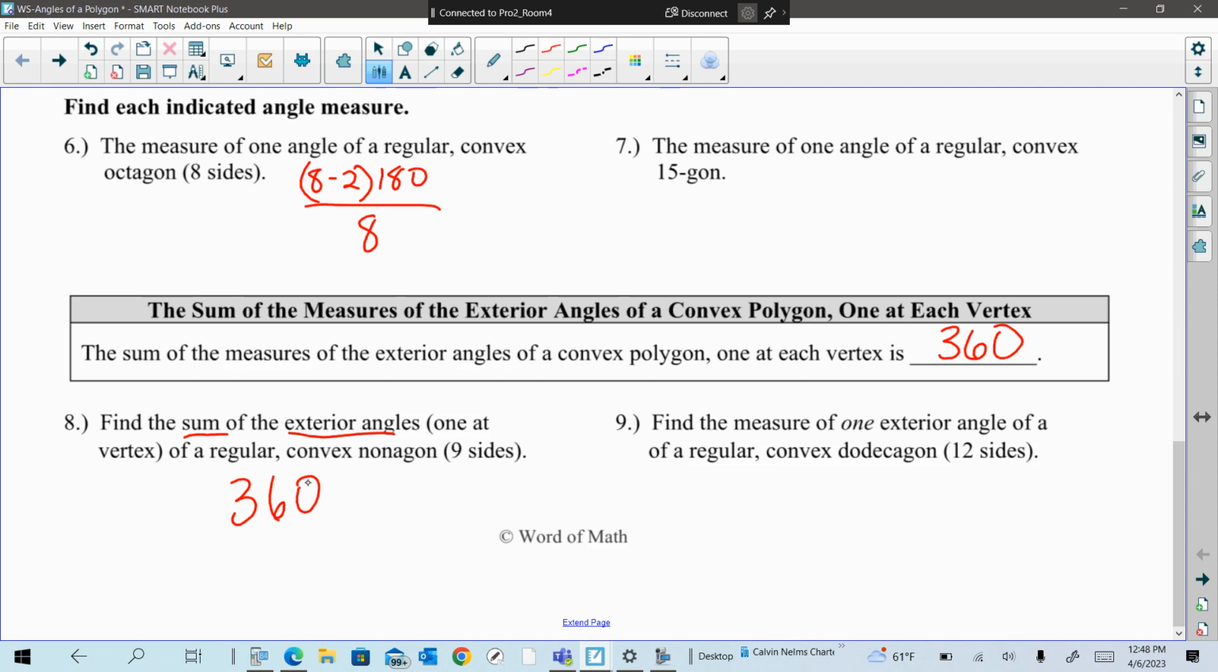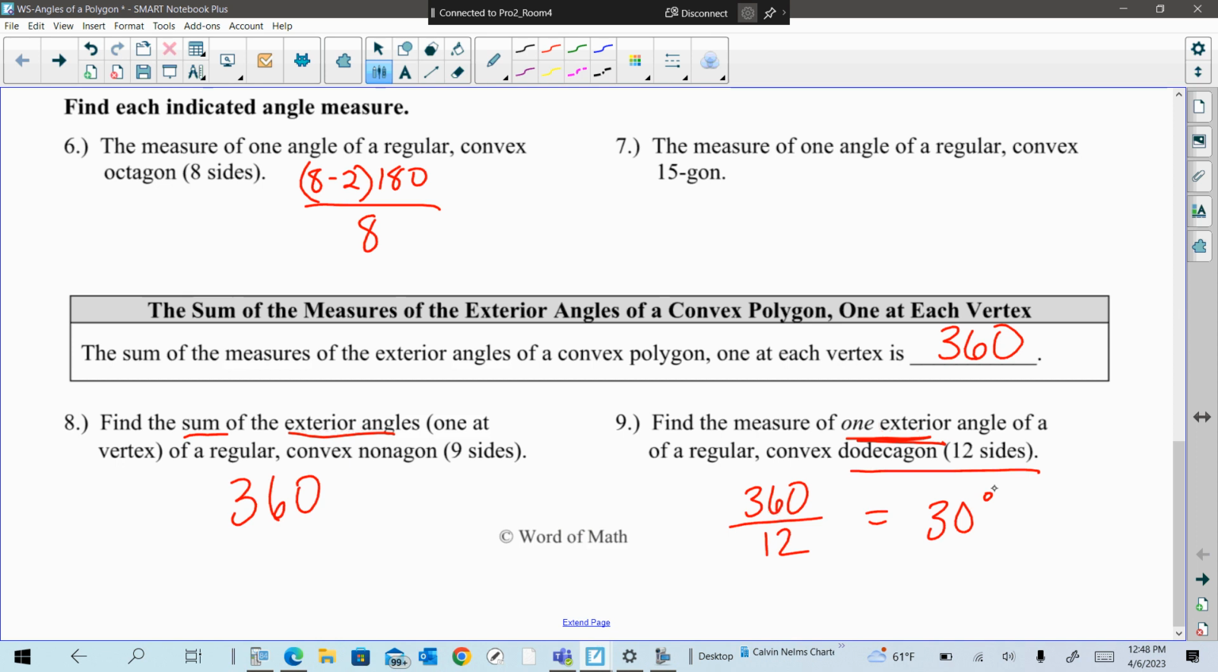It doesn't matter how big the polygon is. Now, this one says one exterior angle, and it's for a dodecagon. If it's just one, then you have to take that total and divide by the number of sides. So one exterior angle for a dodecagon is 30 degrees.